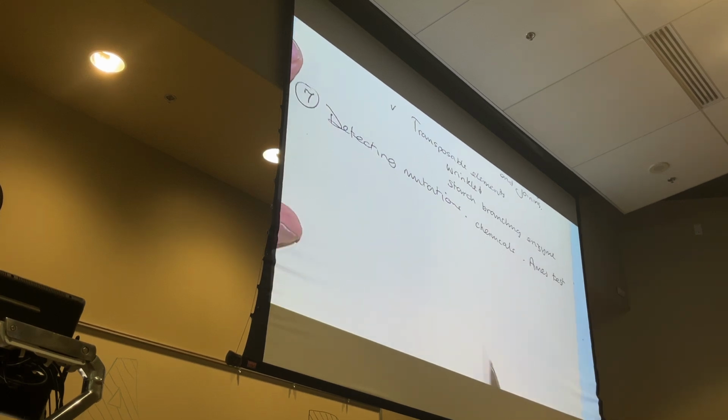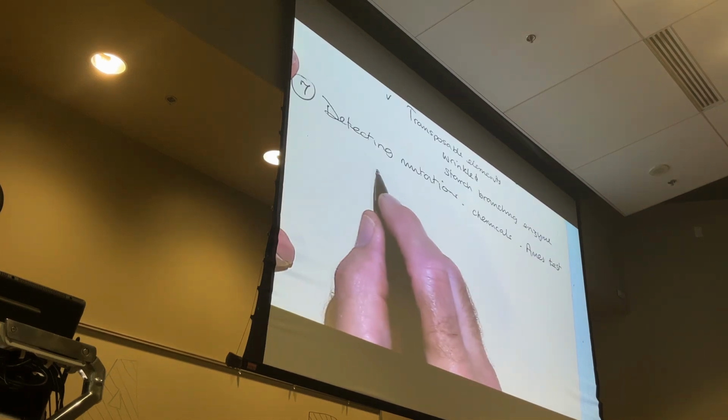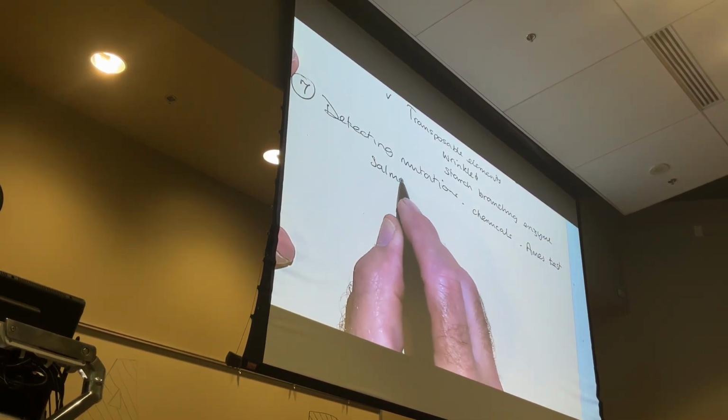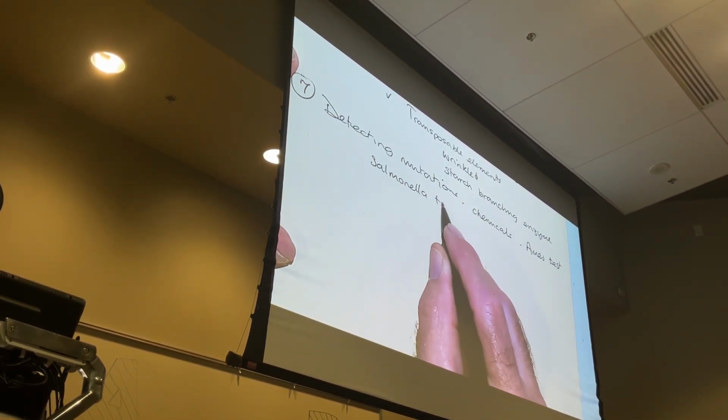The Ames test uses a bacterium, Salmonella typhimurium.